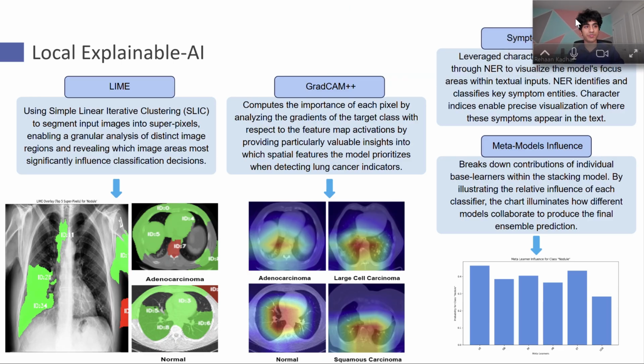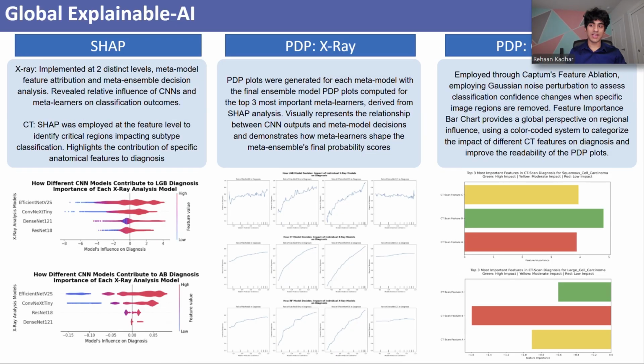After all this, we worked on global explainable AI, where SHAP was implemented for both X-ray and CT scan. For X-ray, it was implemented at two distinct levels: the meta-model feature attribution and meta-model contribution analysis. For CT scan, SHAP was employed at a feature level to identify critical regions impacting subtype classification, highlighting the contribution of specific anatomical features to diagnosis.